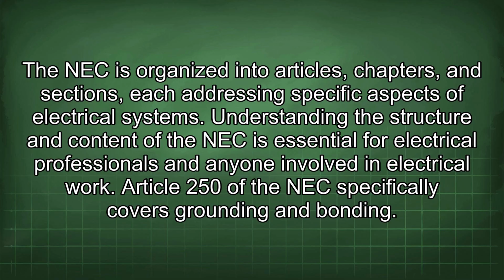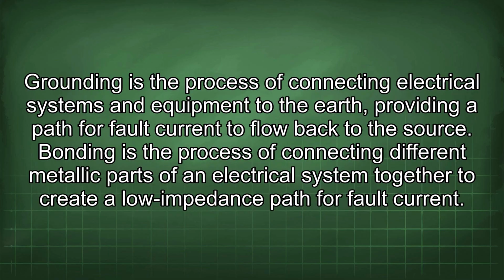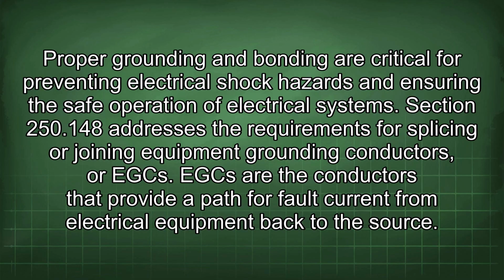Article 250 of the NEC specifically covers grounding and bonding. Grounding is the process of connecting electrical systems and equipment to the earth, providing a path for fault current to flow back to the source. Bonding is the process of connecting different metallic parts of an electrical system together to create a low impedance path for fault current. Proper grounding and bonding are critical for preventing electrical shock hazards and ensuring the safe operation of electrical systems.